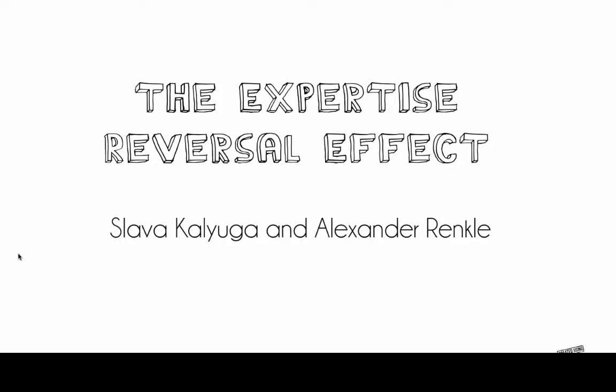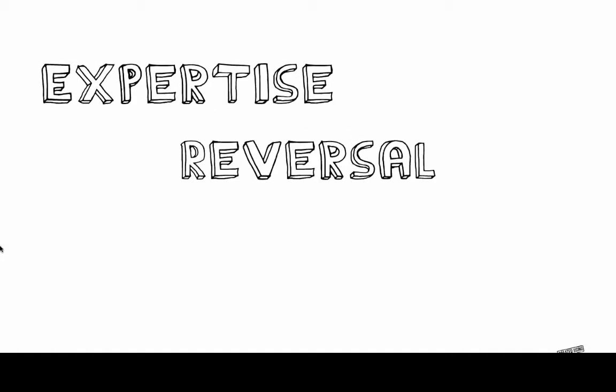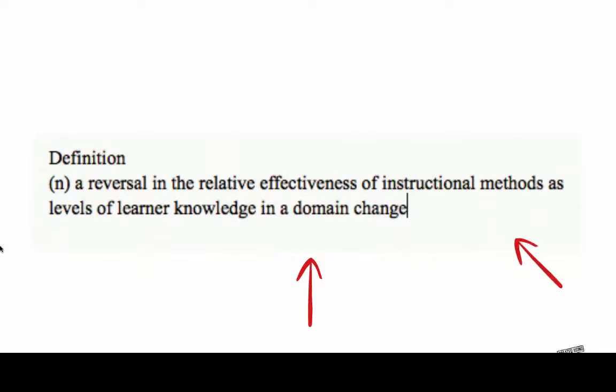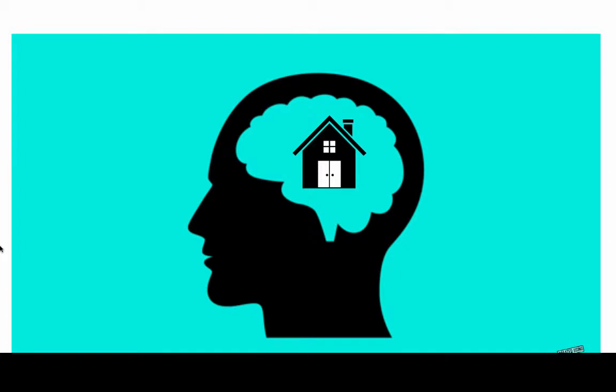Slava Kalyuga and Alexander Renkel's essay explores the basic concept that as a student's experience grows, the teaching methods for that student change. This is explained by what they dub the expertise reversal effect. The expertise reversal effect is a reversal in the relative effectiveness of instructional methods as levels of learner knowledge in a domain change. The cognitive load theory, or a theory based on human cognitive architecture that includes working memory with very limited duration, explains this psychologically.